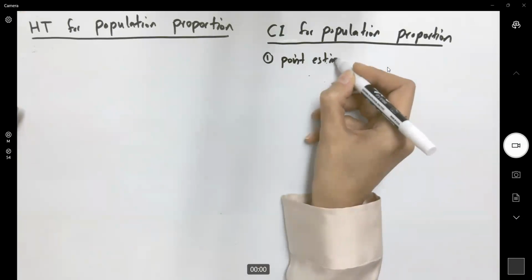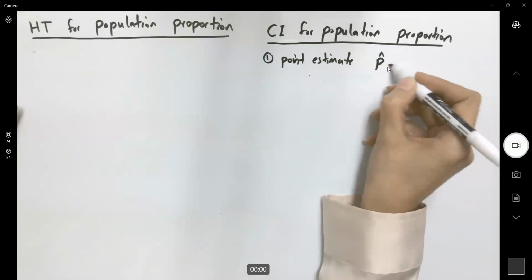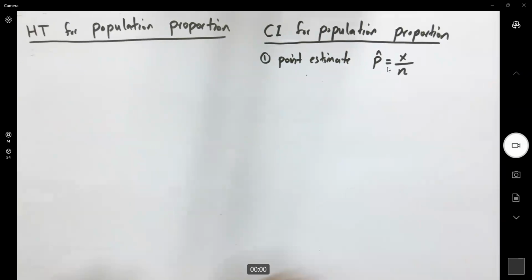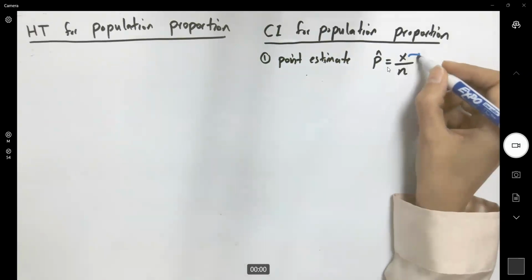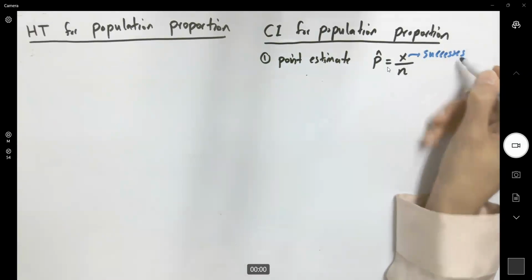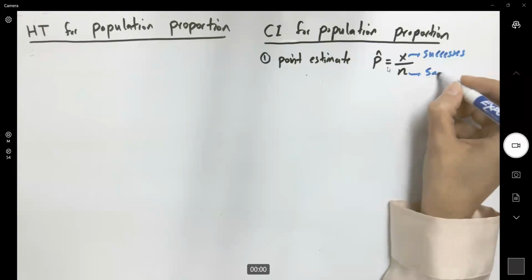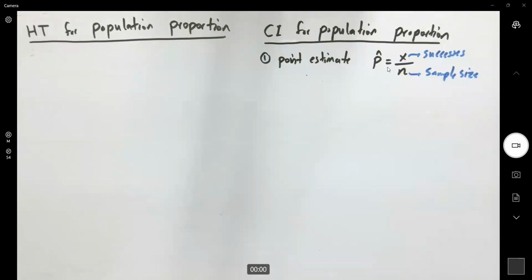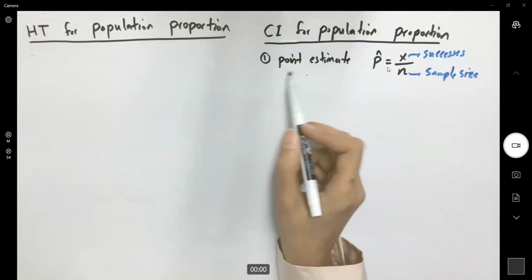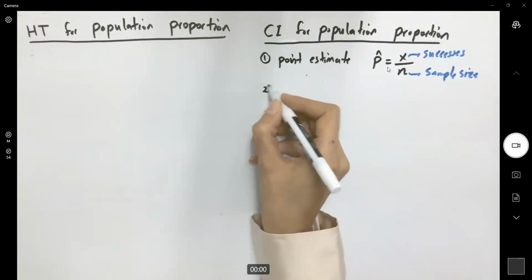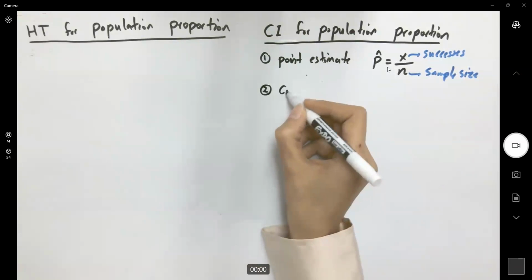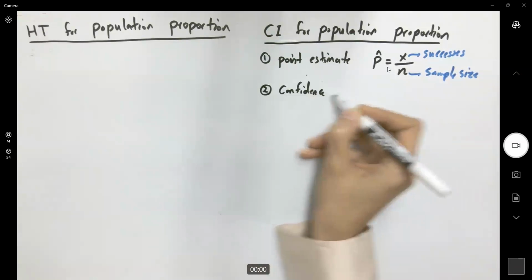The point estimate p hat is equal to x divided by n. What is x? X is the number of successes in your experiment, and n is the sample size. Well, after finding the point estimate for population proportion, which is the sample proportion, we move on to the next step. In the next step, we are interested in knowing what is the confidence level.